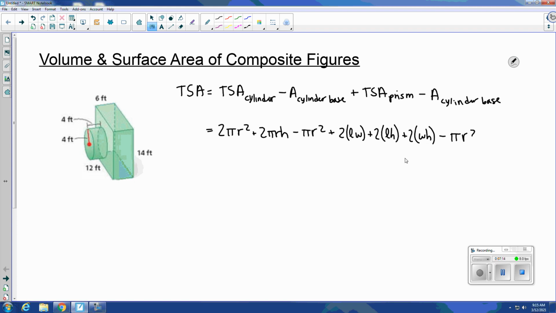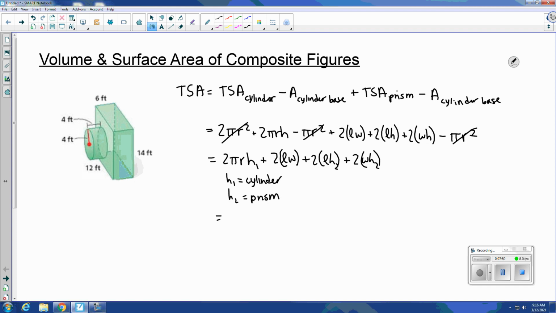Now here's what's nice. We have 2 pi r squared up in front, and then we're subtracting a pi r squared twice. So these end up canceling. So all we have to work with is 2 pi r h, then plus 2 lw plus 2 lh plus 2 wh. And by the way, this first h, we'll put a little subscript, is for our cylinder. And this second h is the height of our prism. So we don't want to confuse the two.